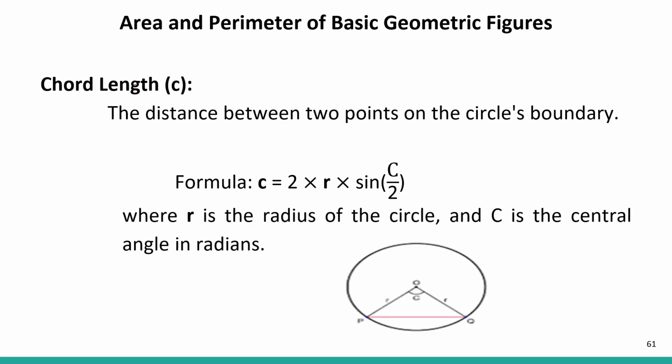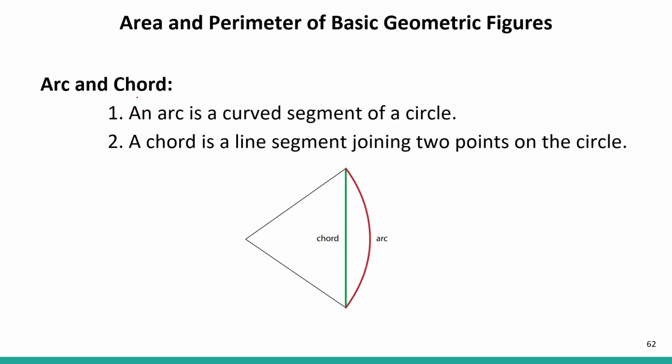So chord length C is the distance between 2 points on the circle's boundary. The formula is C is equal to 2r sine C by 2. Okay, you are given C, so to evaluate C by 2 you divide it by 2, where r is the radius of the circle and C is the central angle in radians. So this capital C is the central angle in radians, and the chord length is the other C.